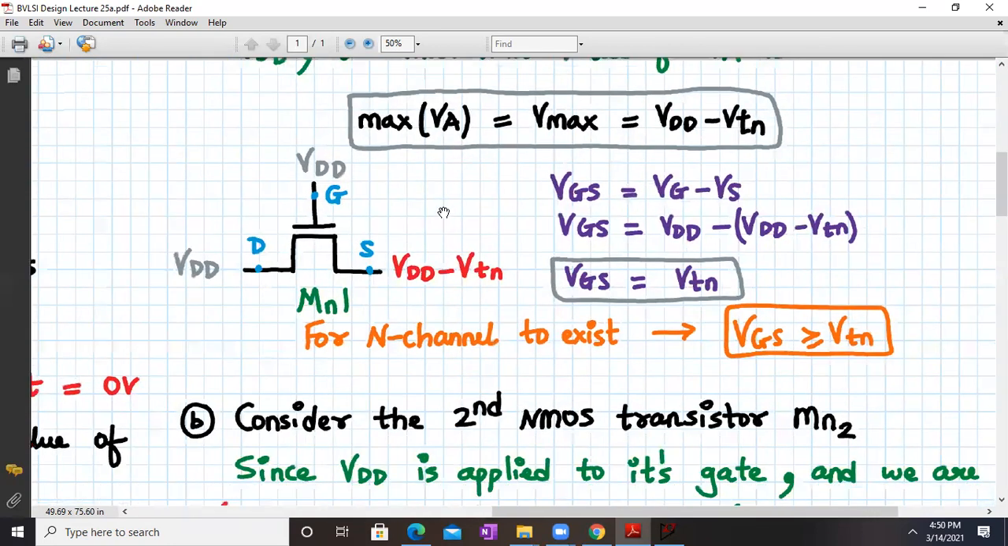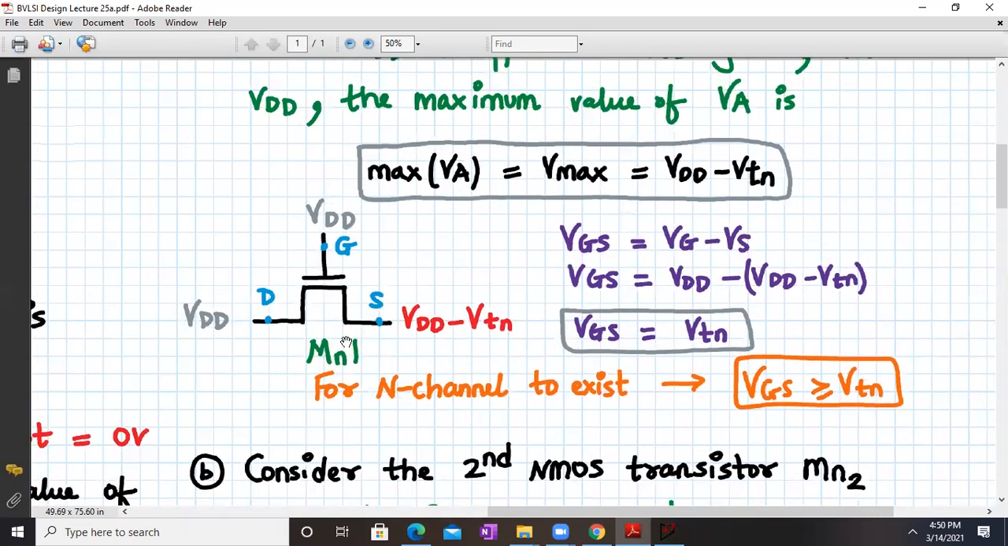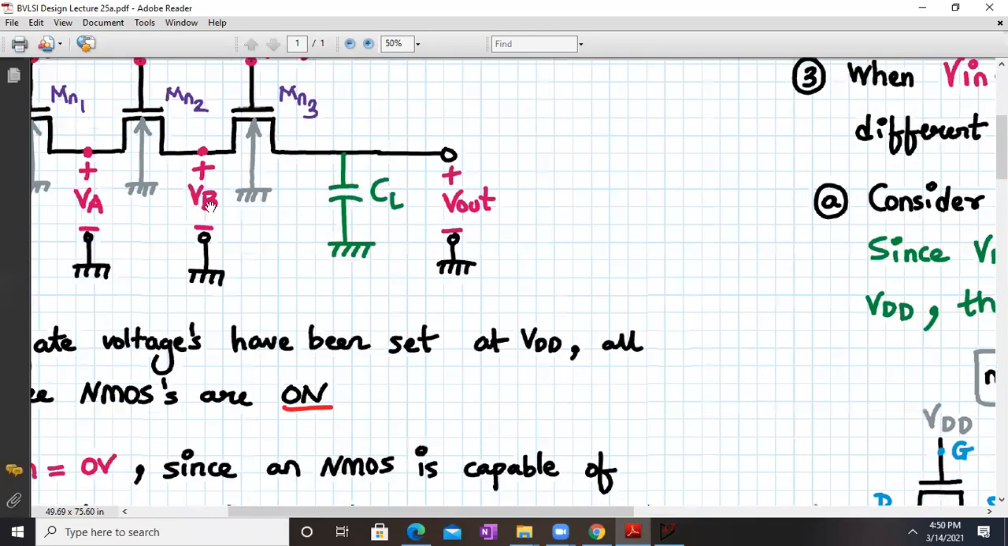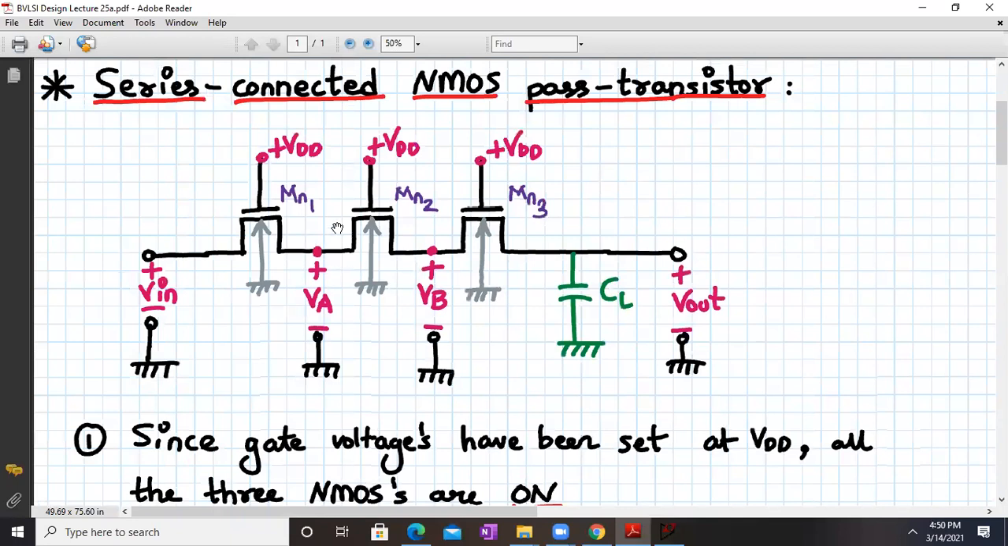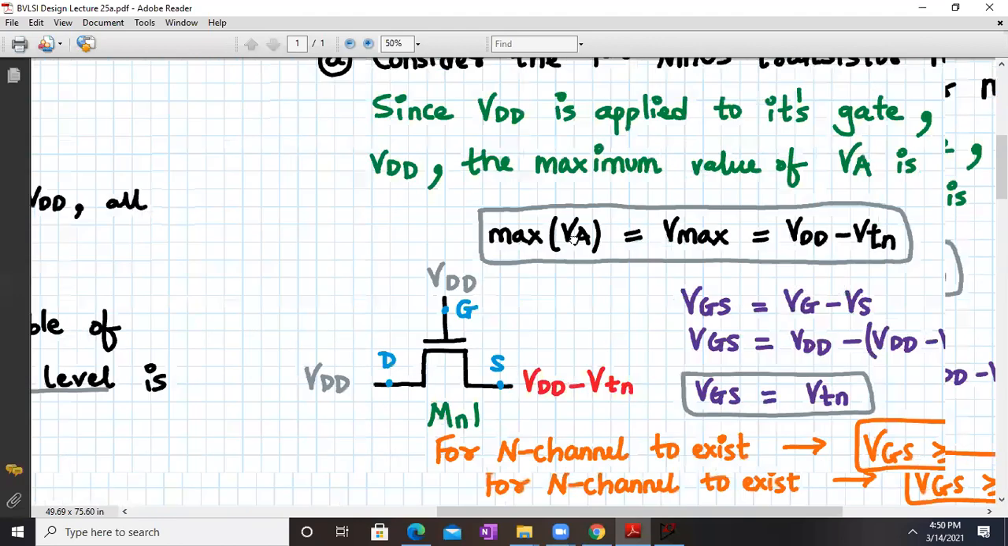So let us concentrate on it. This is the MN1 transistor. The drain voltage is VDD, the gate voltage is VDD. So how much should the source voltage be? What should be the maximum value of the source voltage? The source voltage is nothing but your VA value. Yes, the source voltage of MN1 is your VA value. Let us check that.